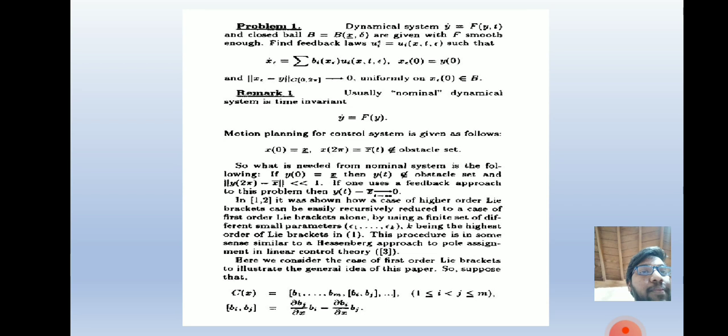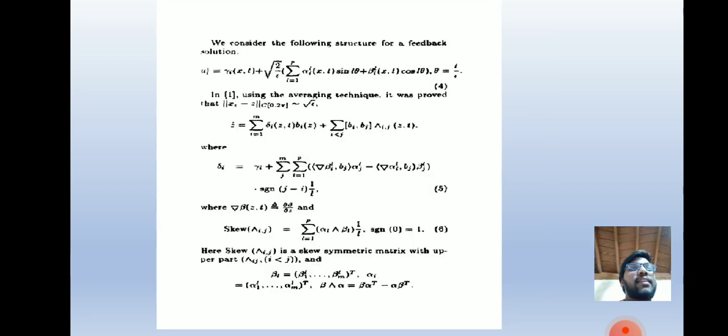So suppose that c of x is equal to b_i, up to b_m, with 1 less than or equal to i less than j less than or equal to m. Here the bracket of b_i and b_j is the partial differentiation, delta b_j by delta x times b_i minus delta b_i by delta x times b_j. Next, we consider the following structure for a feedback solution.